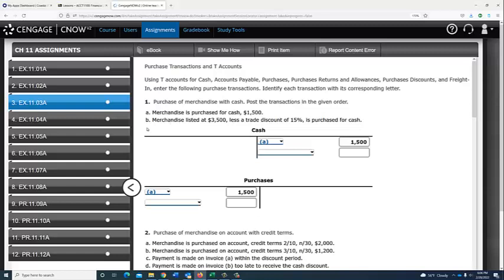And then on B, it says merchandise listed at $3,500 less a trade discount of 15% is purchased for cash. Okay, so $3,500 times 15% gives us a $525 trade discount. So if I back that out of $3,500, I know that I'm going to enter my purchase for the net amount. So not the $3,500. If there's a trade discount, remember to go ahead and back out the discount and enter the purchase at the net amount.